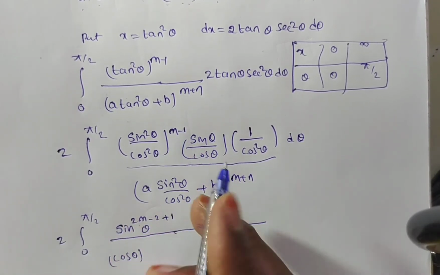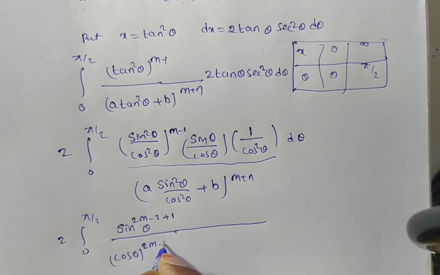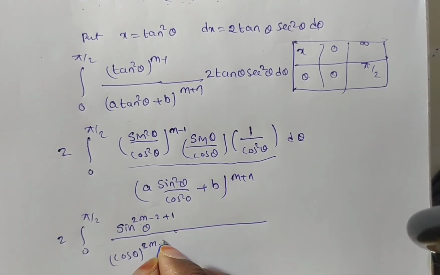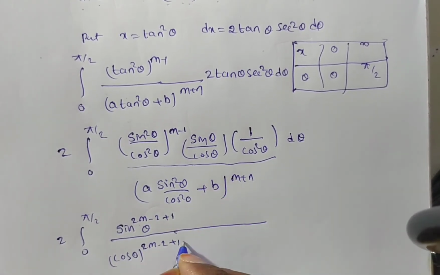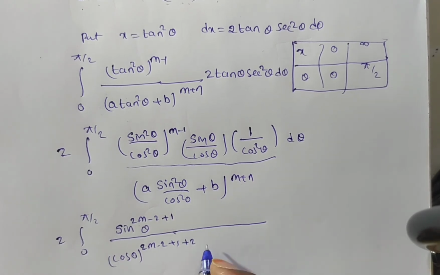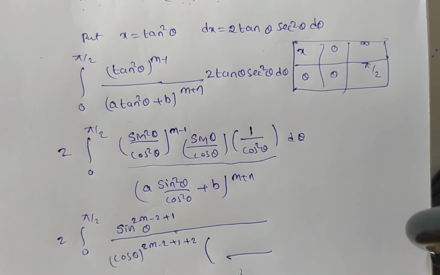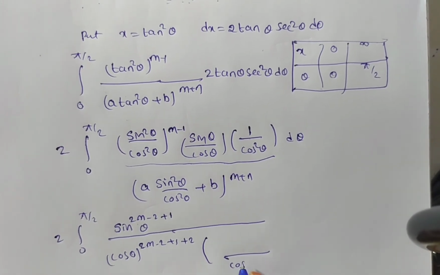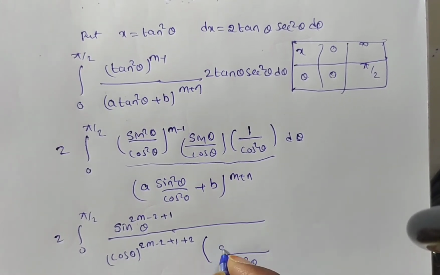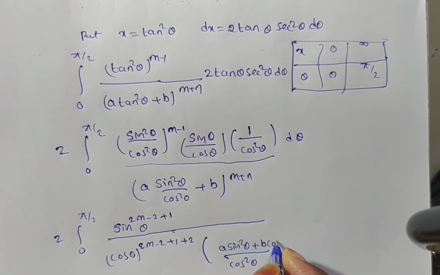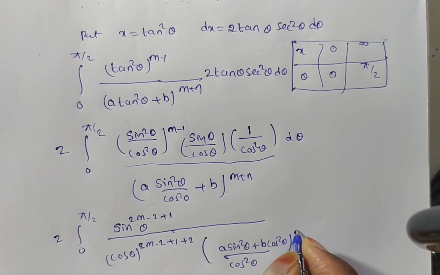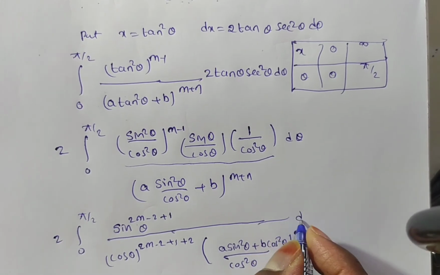2 times m minus 1 is 2m minus 2. Next you have plus 1. Next you have plus 2 also. Next, in the denominator you can take cos square theta as an LCM, or not? So you will have cos square theta as LCM, then you will have a sin square theta plus b cos square theta power m plus n into d theta.